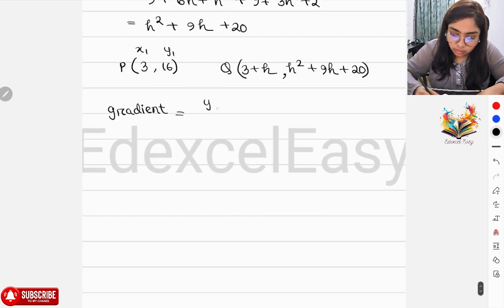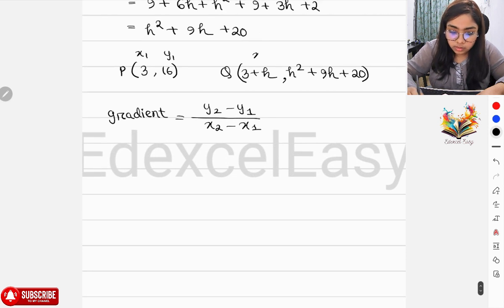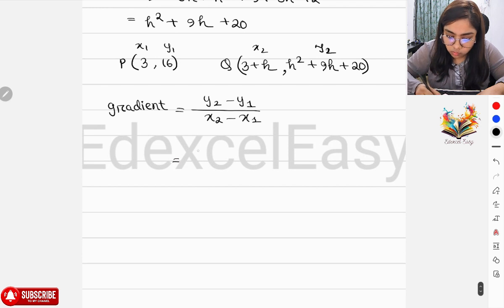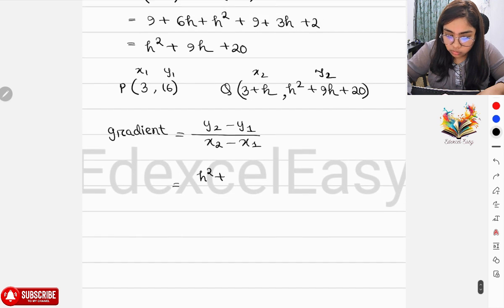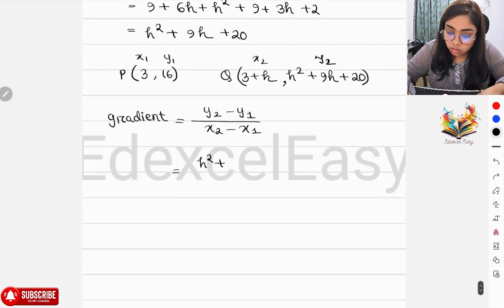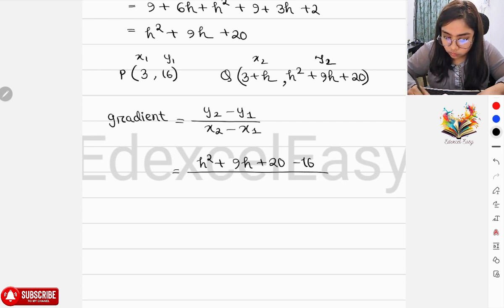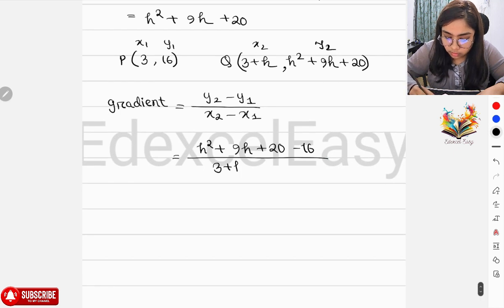So over here I can write y2 minus y1 divided by x2 minus x1. Now you have already seen this is your x2, y1 by the way. So y2, and I can already see on your y2 we are going to write h squared, 3h, so 9h. Sorry, it becomes 9h plus 20 minus 16 was your value for y2, and then you have 3 plus h minus 3, that was the value for your x1.